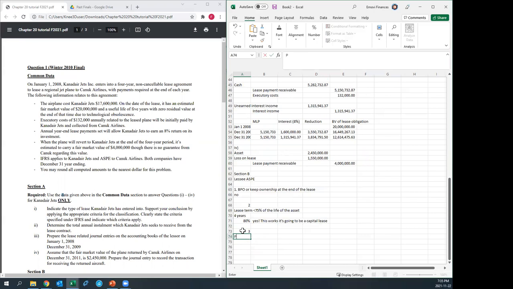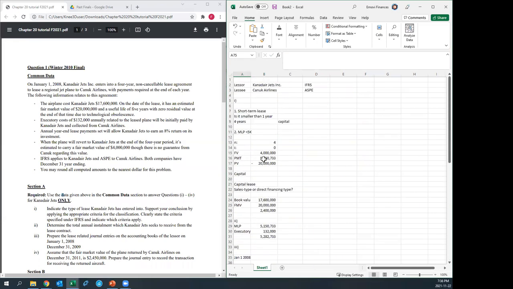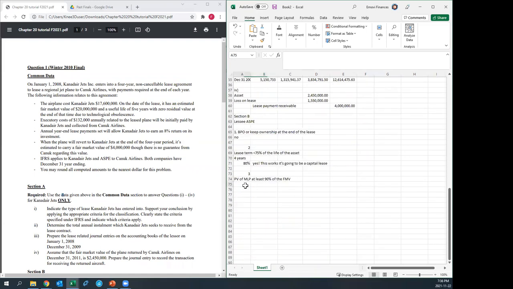So one is the PV of the MLP at least 90% of the fair market value of the asset. We calculated earlier, we saw that our PV was 100%. So this works too. So you have 2 out of 3 criteria. So for sure it's a capital lease for the lessee.